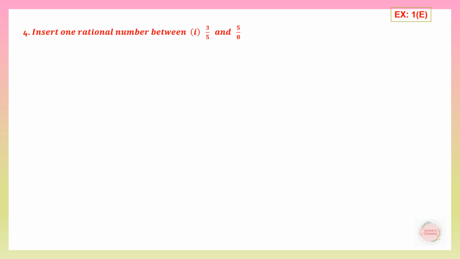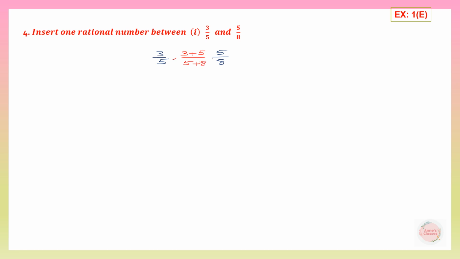Question 4. Insert one rational number between 3 by 5 and 5 by 8. So let's do that. So the two rational numbers given to us are 3 by 5 and 5 by 8. Now we have to insert one here in between. So for that we are going to add up the two numerators, add up the two denominators. So this will be 3 plus 5 and here it will be 5 plus 8.